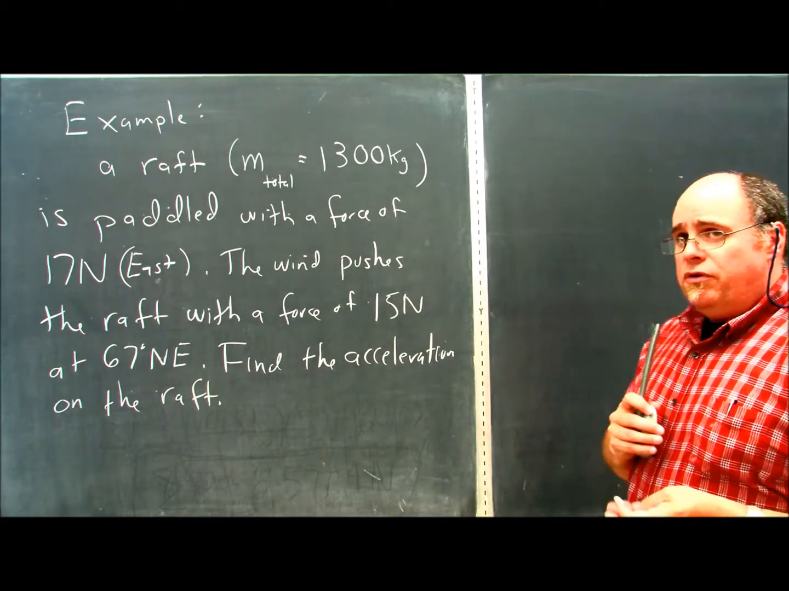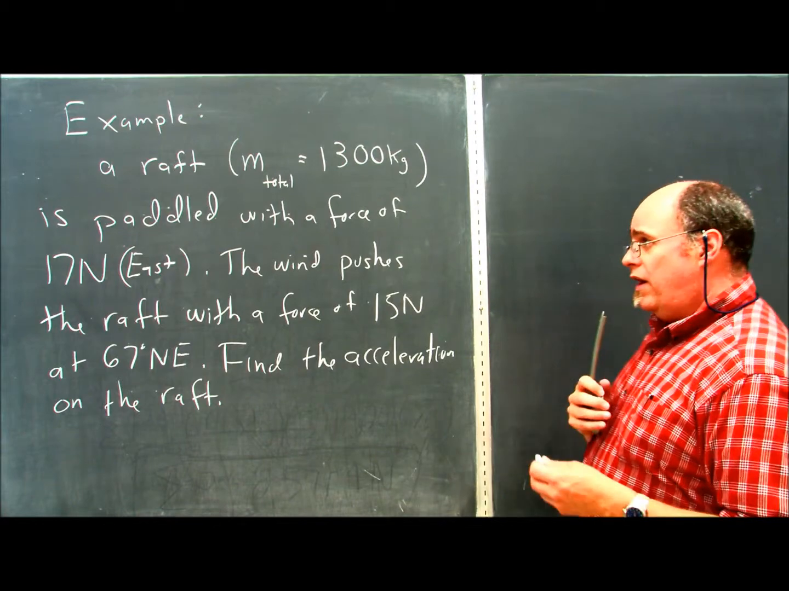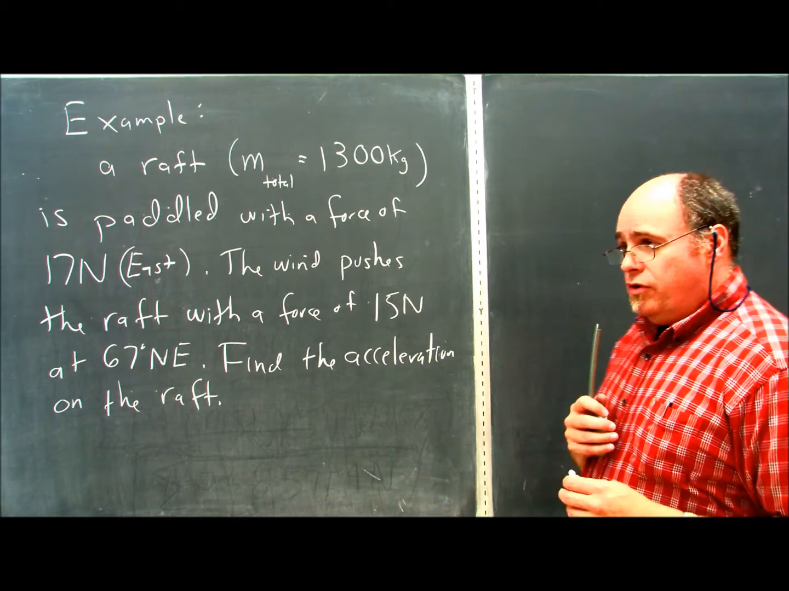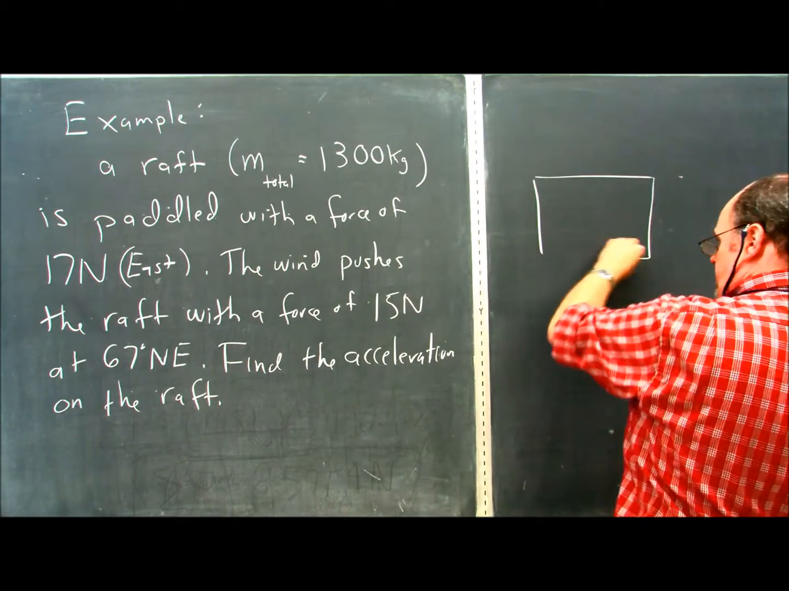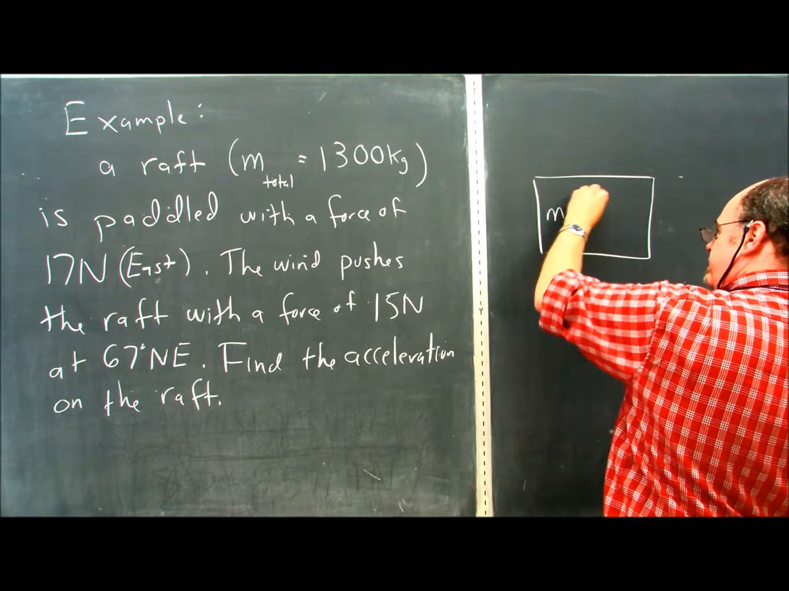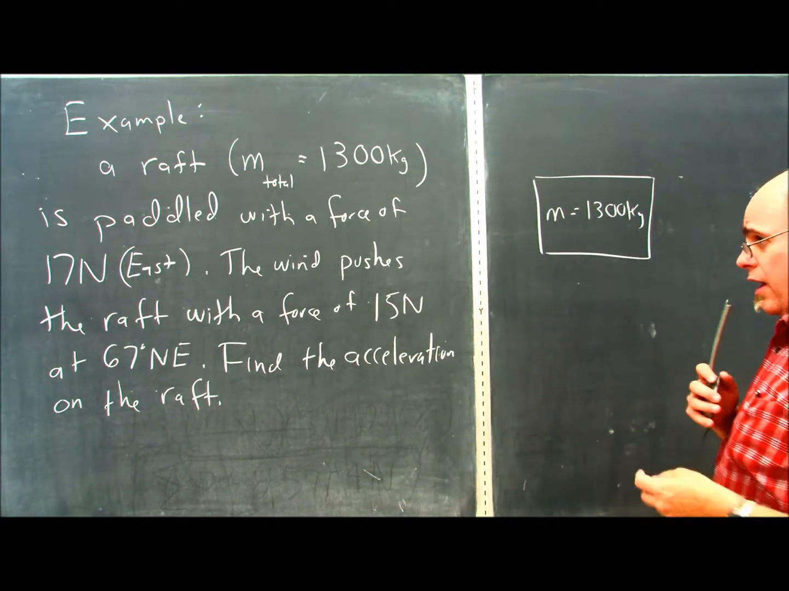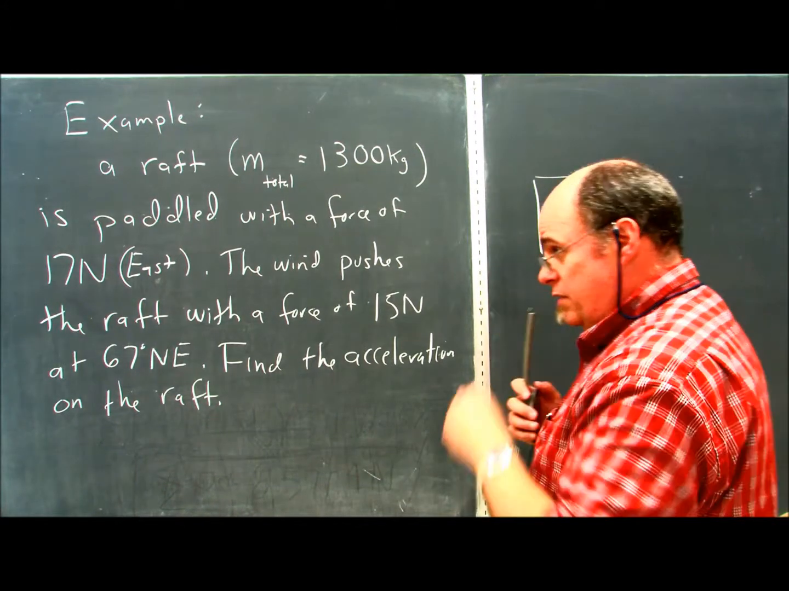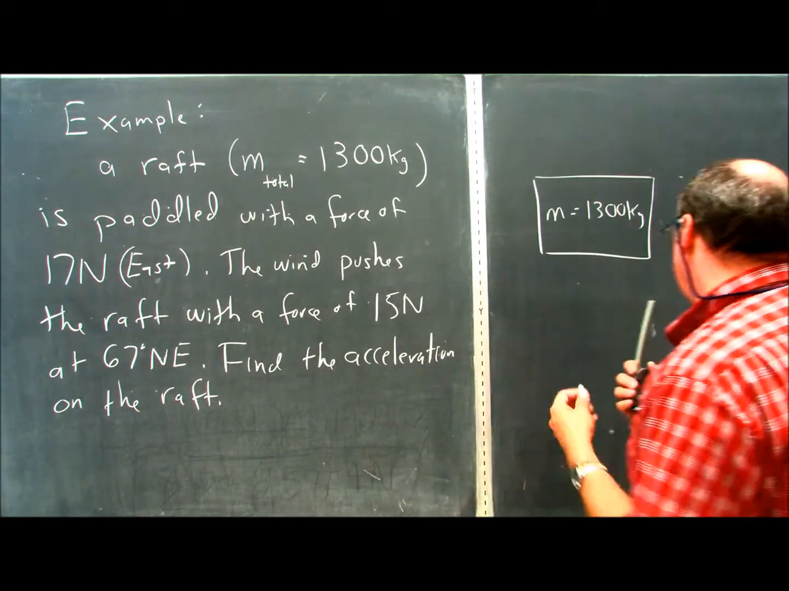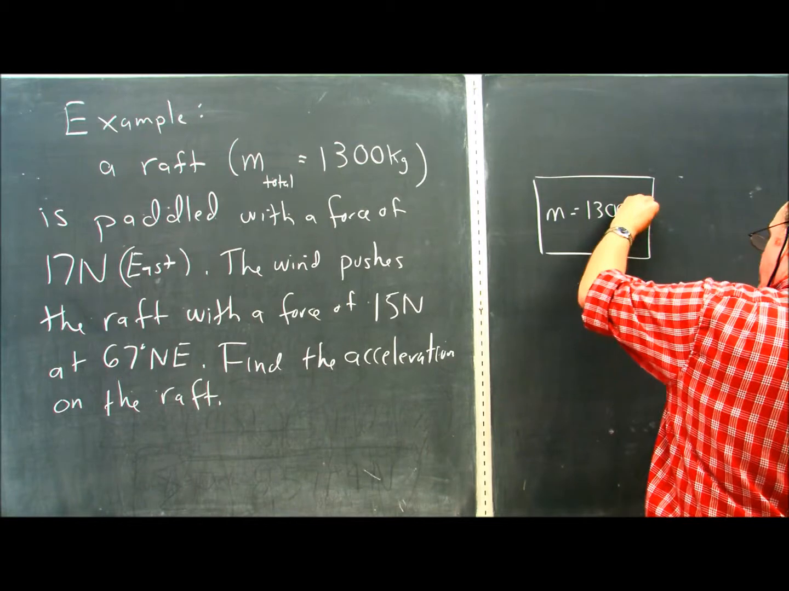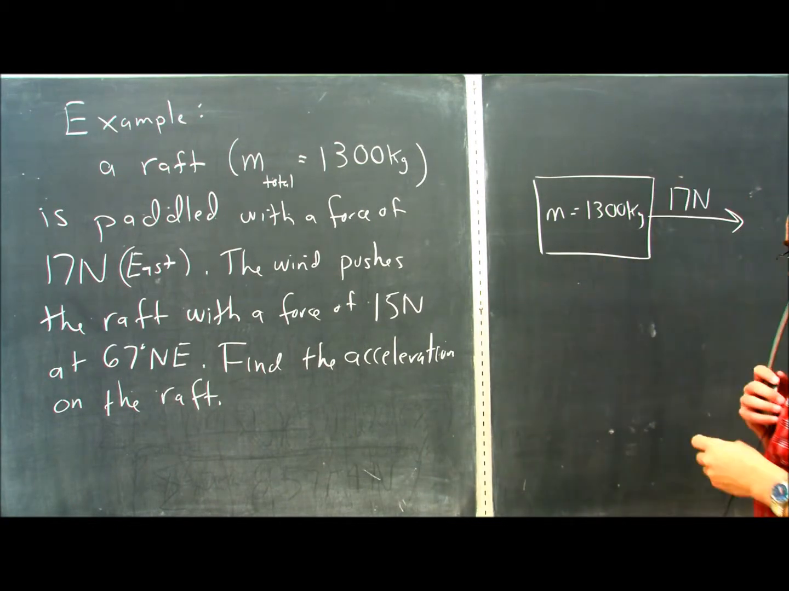Now, in Chapter 3, we learned how to deal with forces and take forces apart. If I look at this picture as a top view, I would have a raft, and they told us the mass, 1,300 kilograms, and this raft is being pushed with a force of 17 newtons to the east. I could go to the left or to the right, I'll just go this way. That represents 17 newtons going due east.